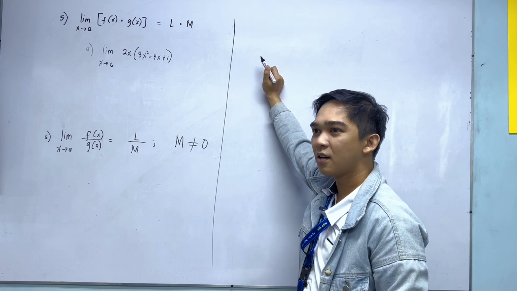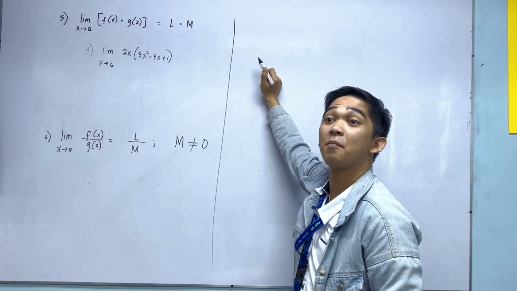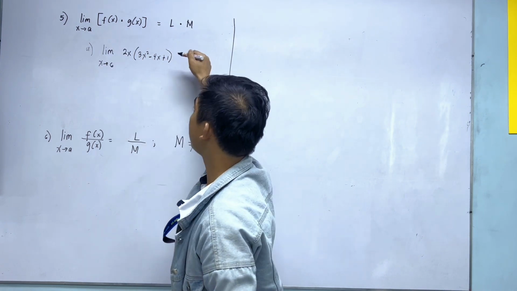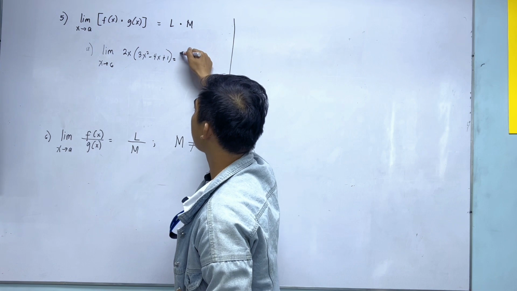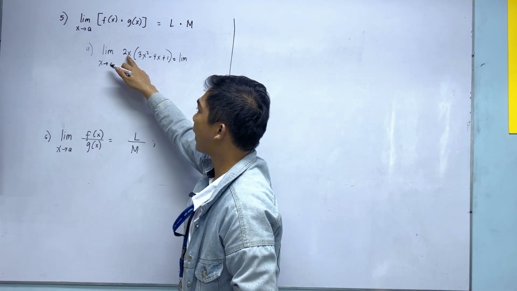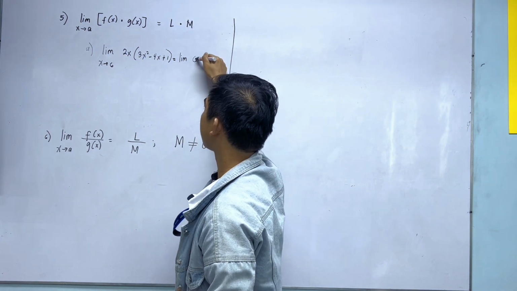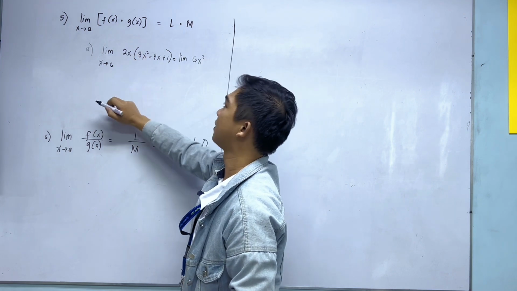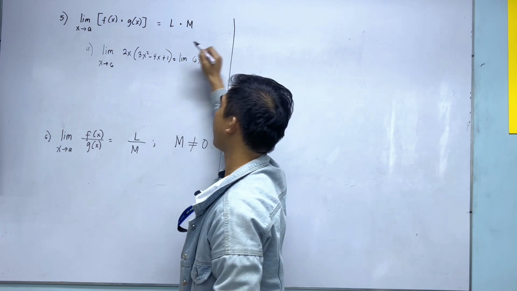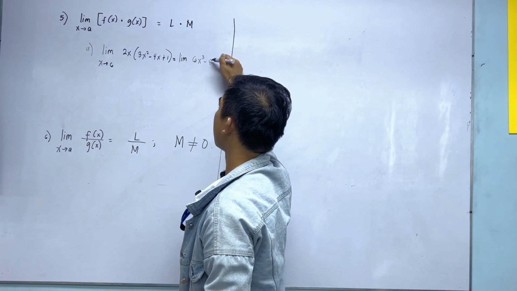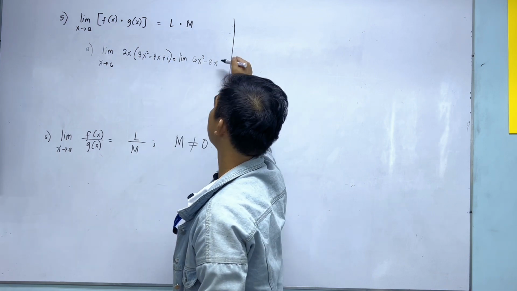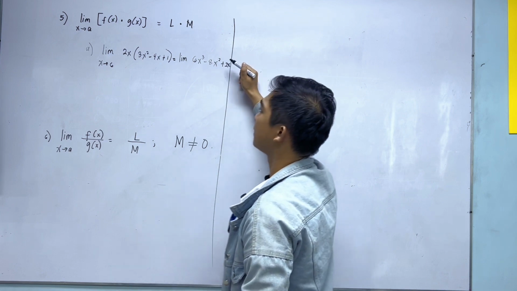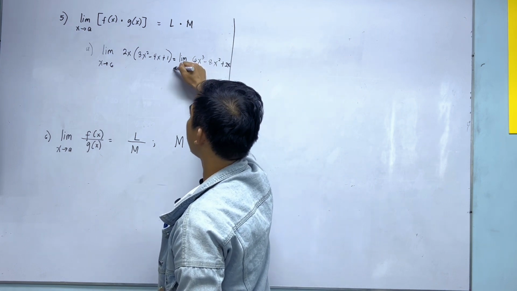Himayin muna natin. Remove the parentheses. Kaya sabi niya, i-multiply mo lang daw. So, i-multiply mo natin to. Pag binultiply natin, this will become limit. 2x times 3x squared, 6x cubed. 2x times negative 4x squared, minus 8x squared. Tapos 2x times 1, plus 2x.